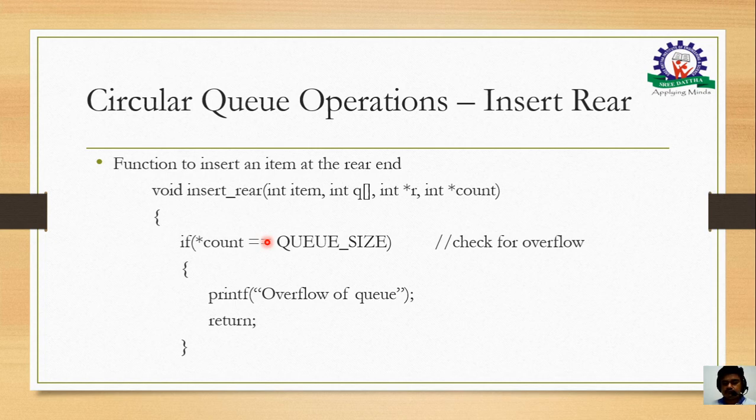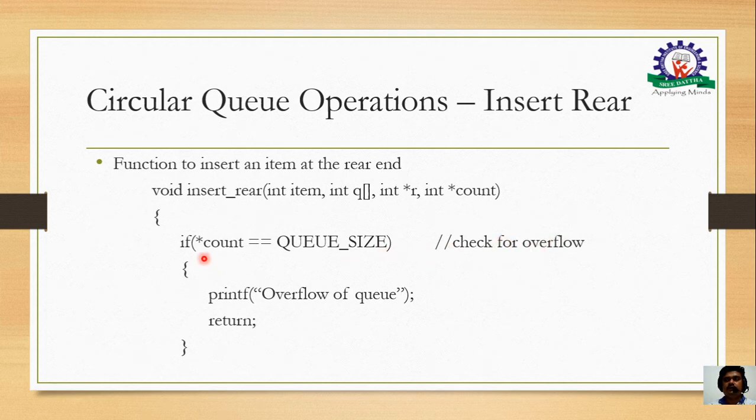The parameters I am using are the item that is to be inserted into the queue, a queue, then I need the rear end as well as the count value. The rear end is required to insert at the rear, that is the r pointer is required, and count will maintain the number of counts, how many elements I am inserting. So accordingly there are 3 steps for insert at the rear. First step is what? Check overflow.